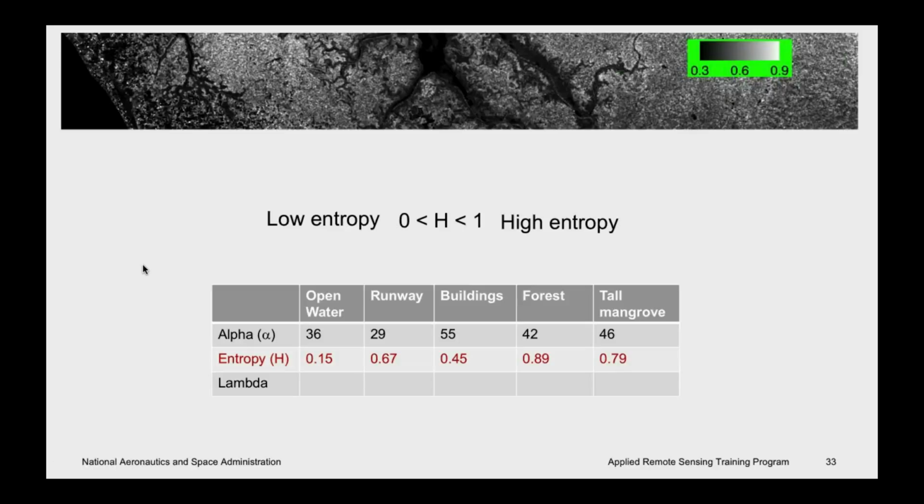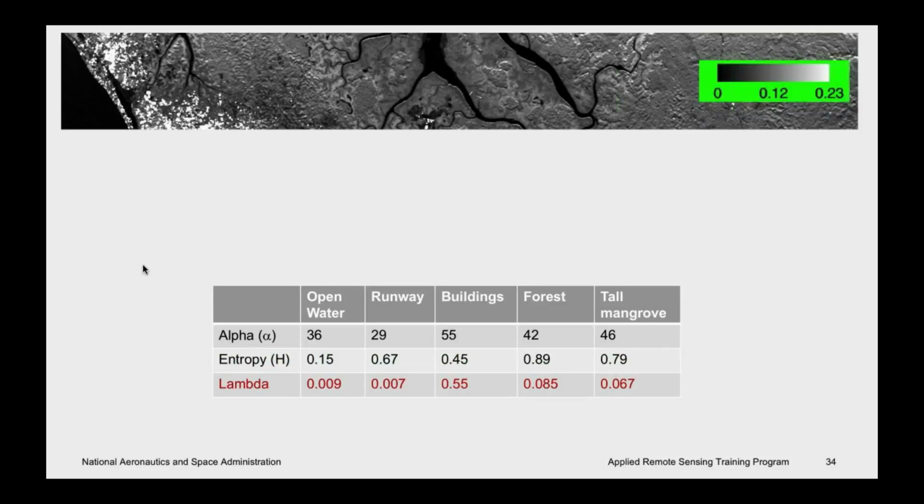Lastly, there is one measurement that is the total power, or lambda, which is not as commonly talked about in the literature, but I thought was interesting in this case because it's very bright in the urban areas. So I thought it would be worth showing this to you today. So you can see the lambda value for buildings is extremely high, much higher than it is for any of the other classes.